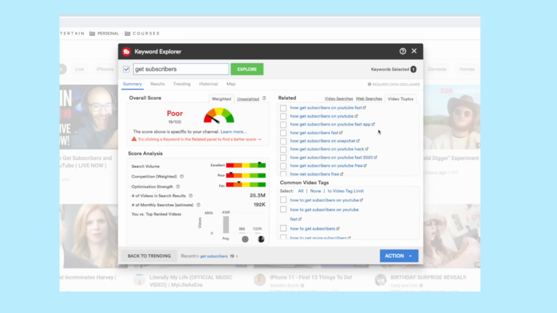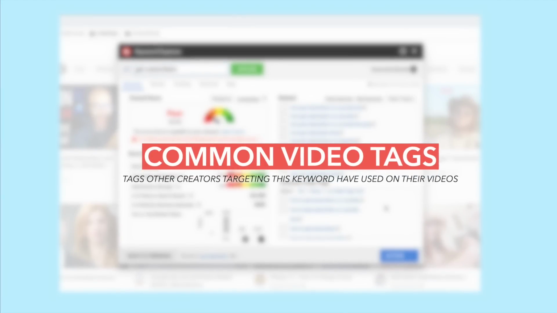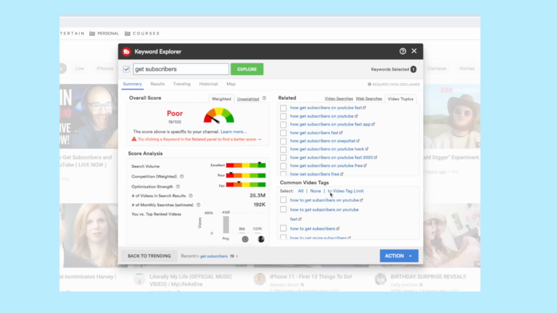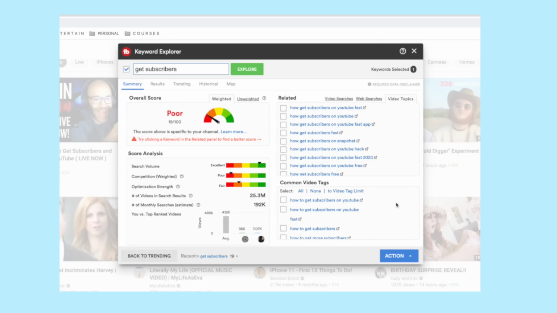And then down under here in the common video tags section, this is basically telling you that other people who have made videos surrounding this keyword, these are other keywords and video tags they've used in their video. So a lot of people who have made videos surrounding get subscribers have probably also had tags on their videos like how to get subscribers on YouTube, how to get subscribers on YouTube fast, and stuff like that. So these are essentially all the tools and the metrics that you are looking at when using the keyword explorer on TubeBuddy.